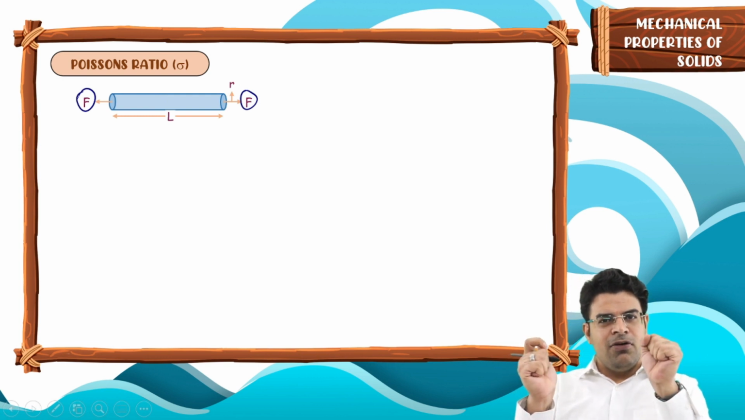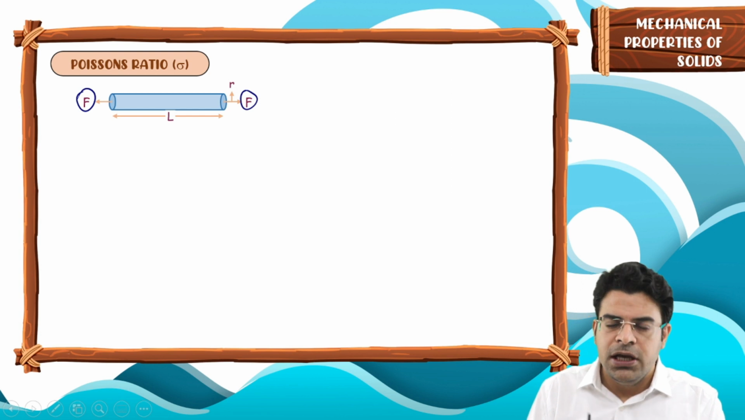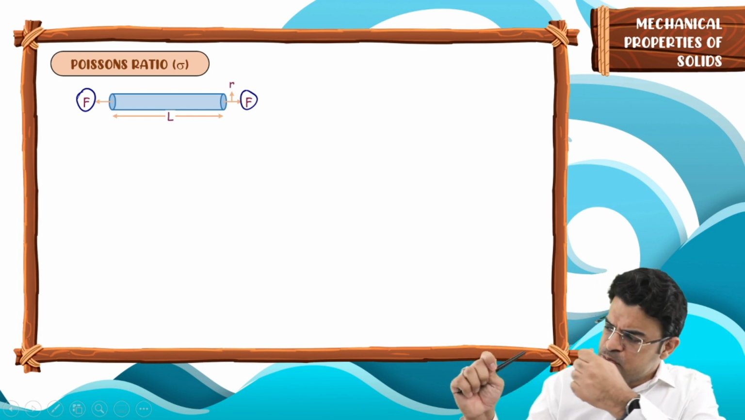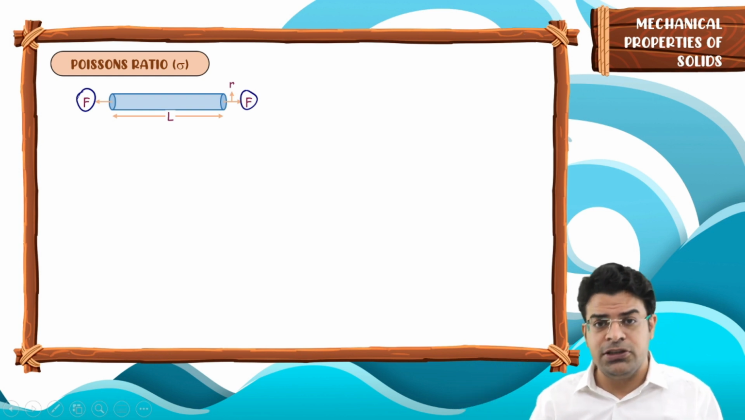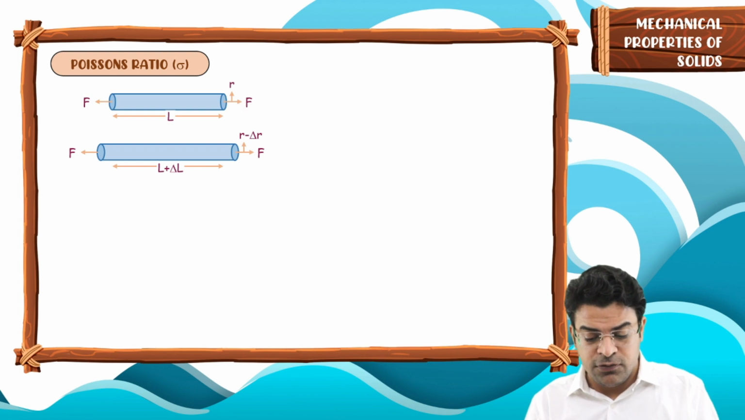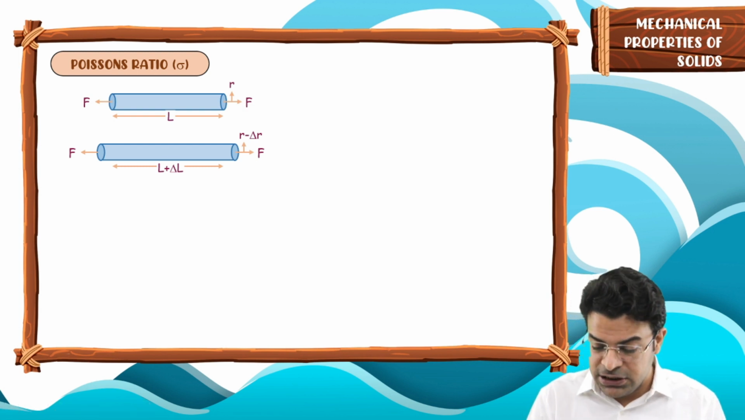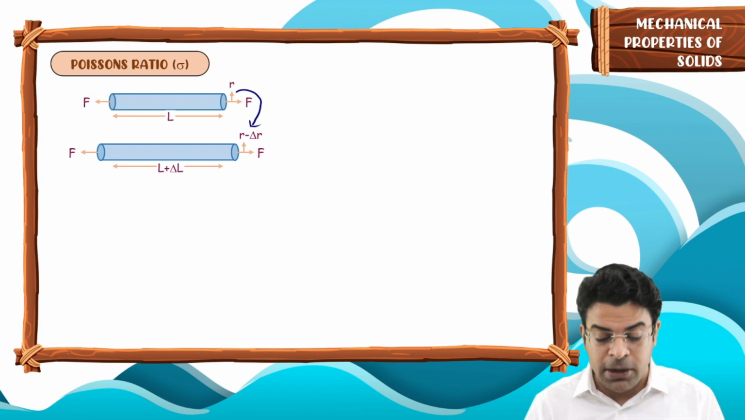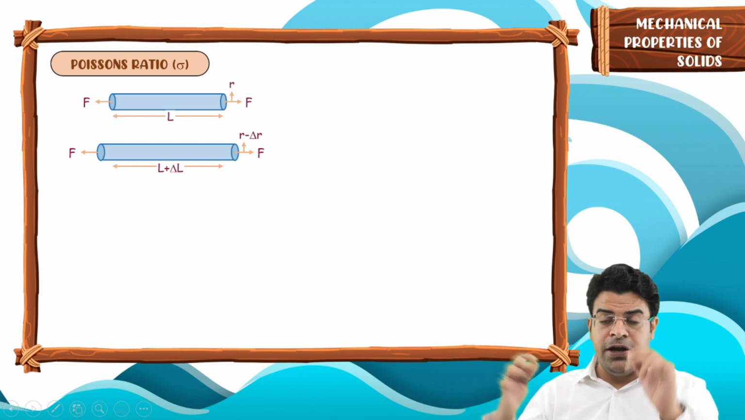Sir, the length of the rod increases. So obvious, but what happens to the radius? If you visualize a rubber band and you pull it, the length increases, no doubt. What happens to the radius? Sir, the radius decreases. So on stretching, the length increases and changes from L to say L plus delta L, while the radius decreases and changes from let's say R to R minus delta R. So the length increases while the radius of the wire decreases.